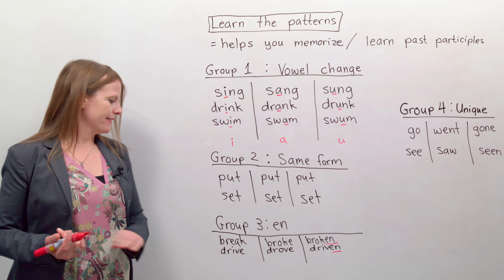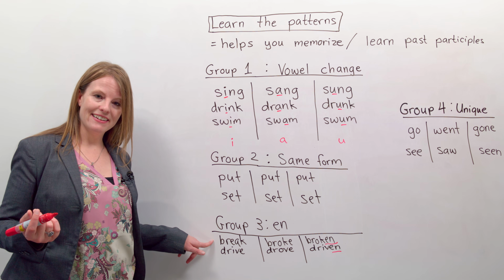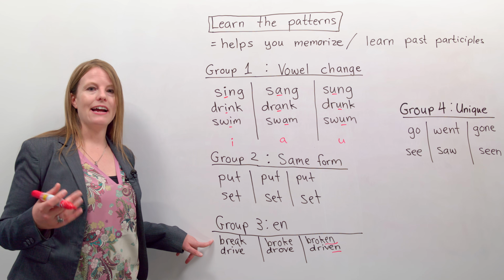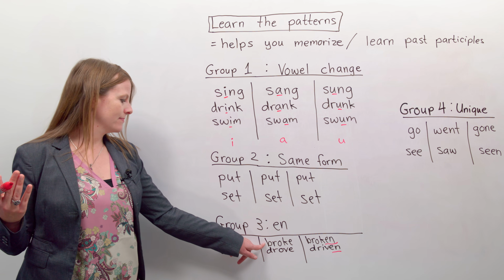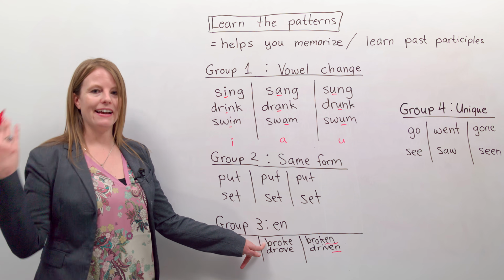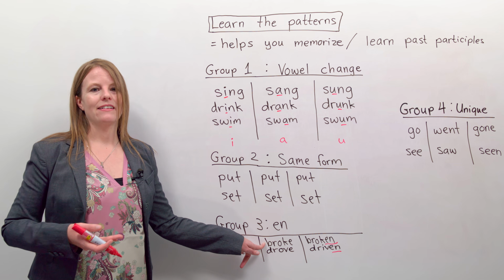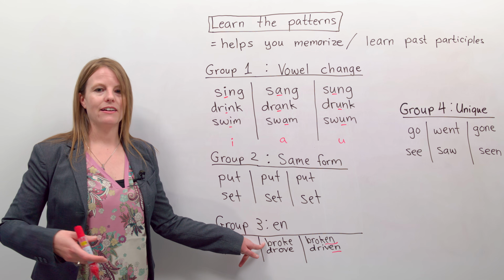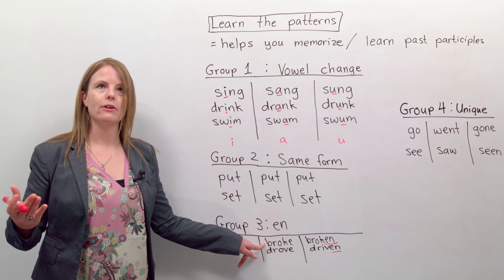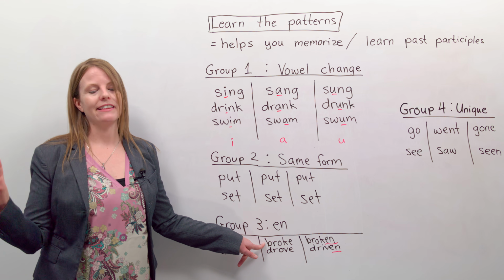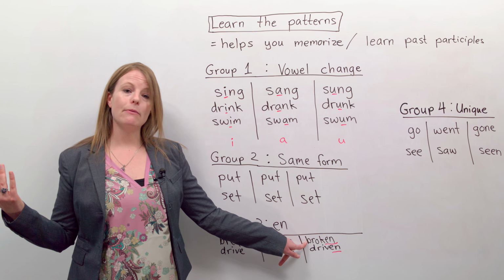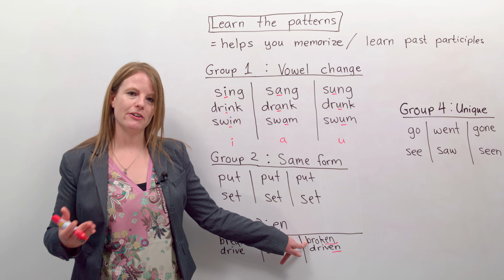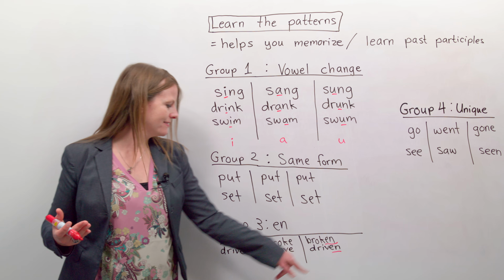Let's look at some examples. Break. So I hope I don't break my toe. Broke is the past tense. I broke a finger before. I broke last month. I broke my computer. And then we have broken, which is the past participle, and you'll notice it's en.